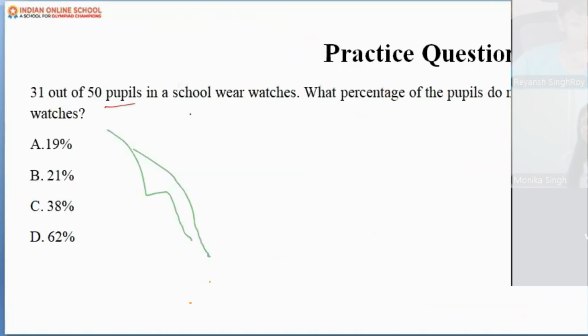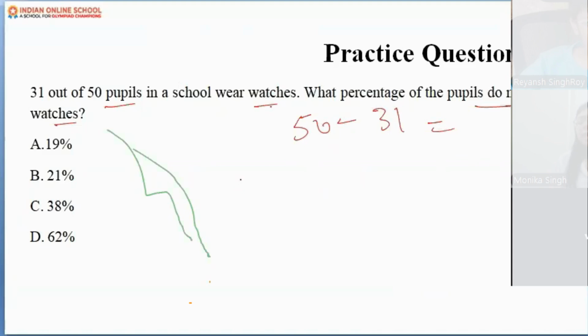31 out of 50 pupils in a school wear watches. What percent of the pupils do not wear watches? 31 out of 50 pupils wear watches, so the remaining will be pupils that do not wear watches. 50 minus 31 do not wear watches. So what we get? 19. 19 students do not wear watches.